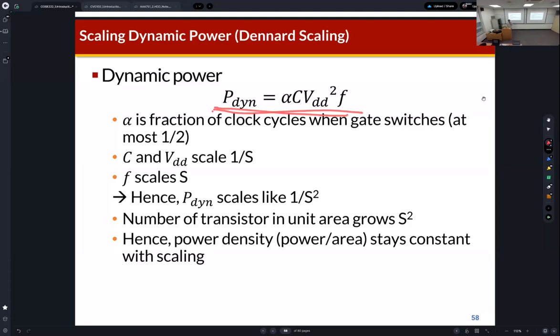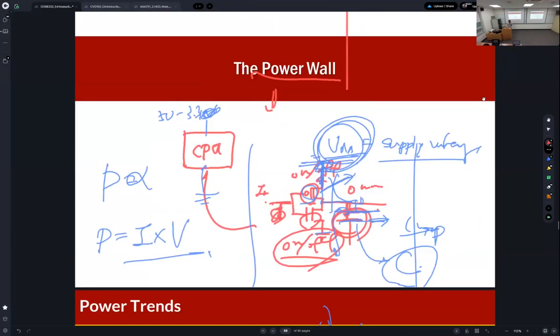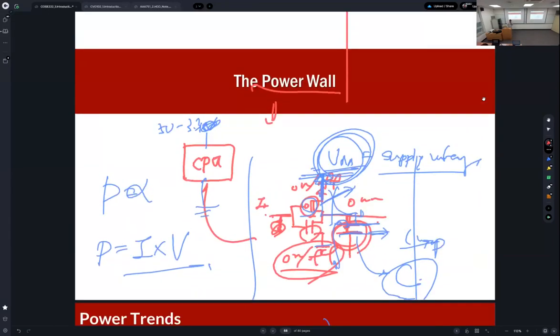So actually, this is the equation of dynamic power consumption. Okay, so it's dynamic power. What does that mean? When I explain why power is consumed in a simple circuit, it is because the transistor is turned on and off frequently, due to changes of input signals, right?